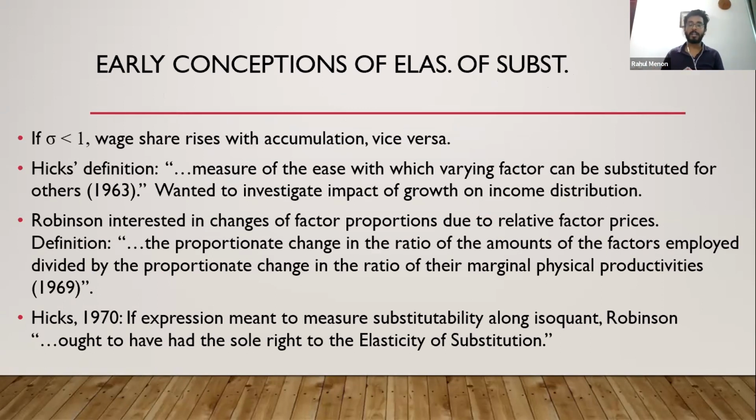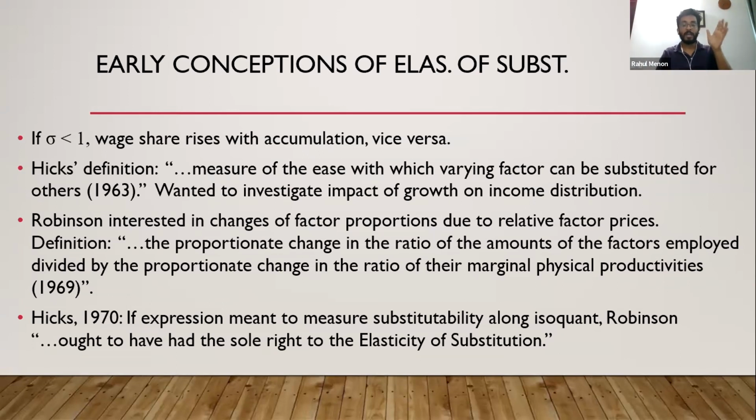Standard theory tells us that the elasticity of substitution is sigma. If sigma is less than one, the wage share rises with accumulation, or an increase in the capital to labor ratio, and vice versa. If sigma is greater than one, then with an increase in the capital to labor ratio, the share of profits will rise.